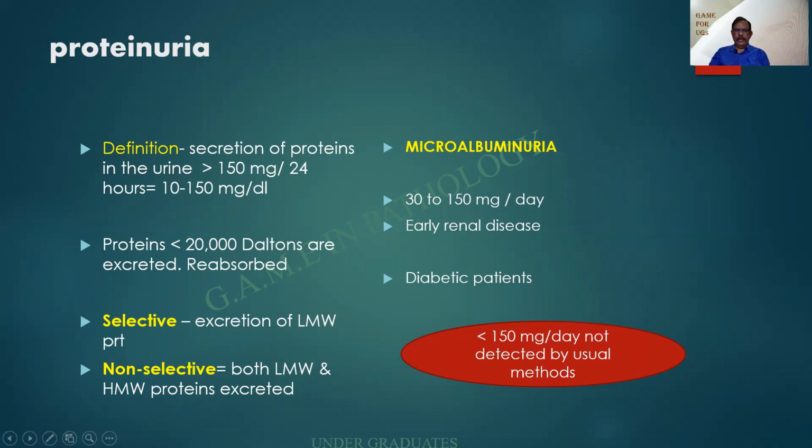This is proteinuria. And definitely one question will be asked, what is microalbuminuria? Microalbuminuria means it can test even 30 to 150 milligrams per day. This is also albuminuria only, but as I told you, the normal test will forego this. There is an increase in the microalbumin in the case of early renal disease and in diabetic patients. Less than 150 milligram not detected by the usual methods. Please learn this chart by heart.